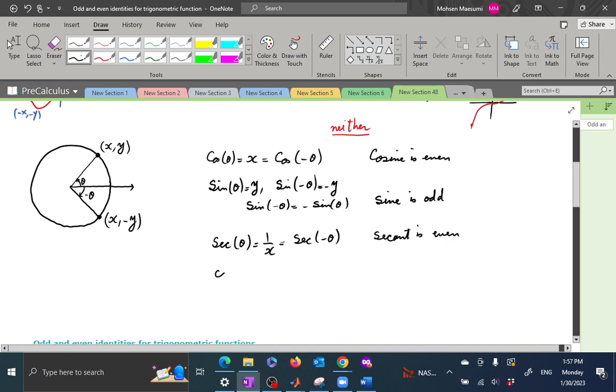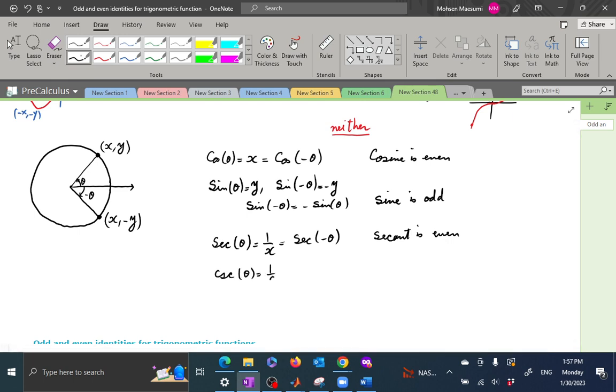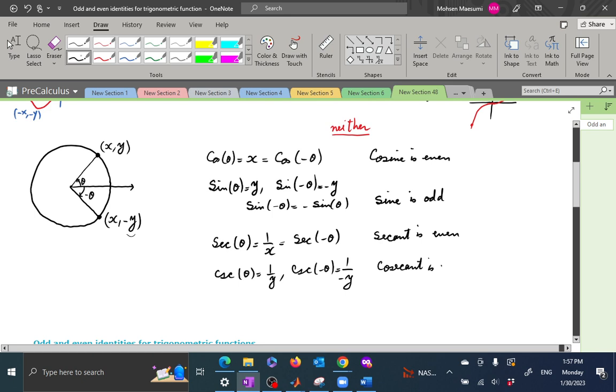How about cosecant? Well, cosecant of theta is 1 over y, and cosecant of minus theta is going to be, now the coordinate here is minus y, so I'll have 1 over minus y. Just as up here, cosecant becomes odd there.